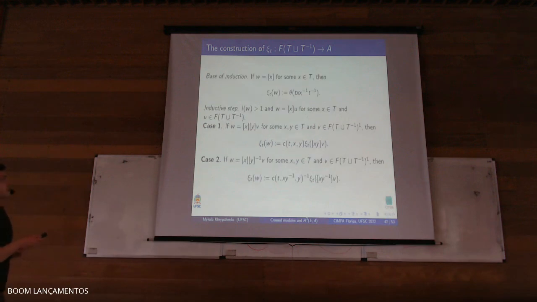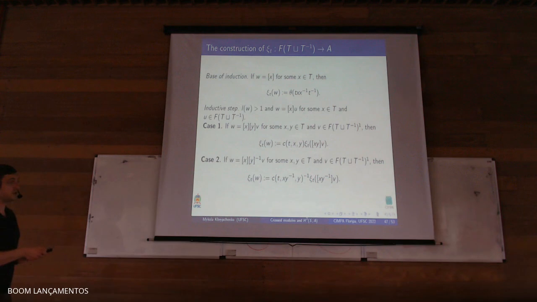Now you have two cases. Your second letter is not inverse of something, then you multiply it by this cocycle, by the value of this cocycle, and you join these two letters so that you have a word which has length strictly less than the original word. And if the first two letters are the letter and the inverse of some letter, then it's a little bit more complicated.